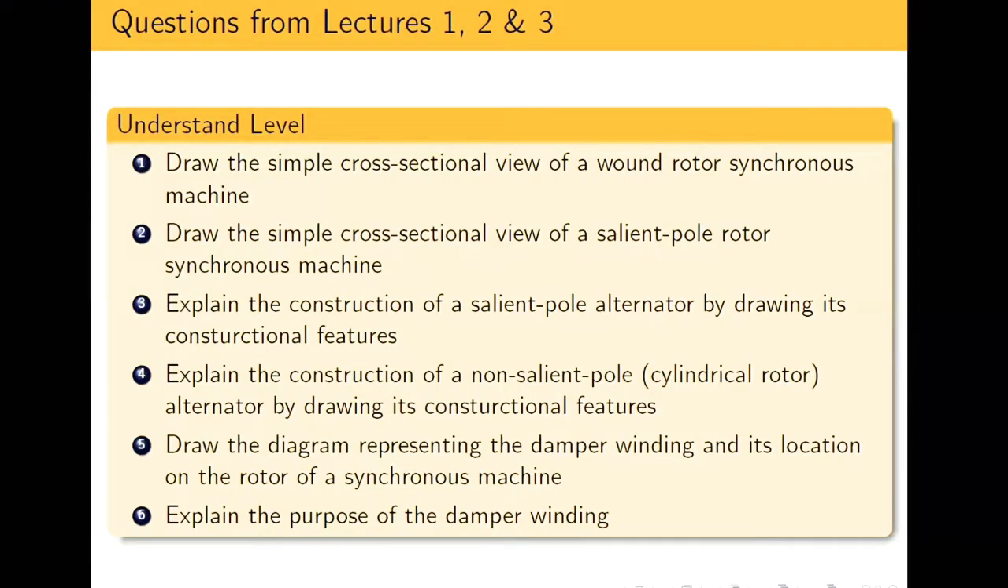So explain the construction of salient pole alternator by drawing its constructional features, and explain the construction of non-salient pole alternator by drawing its constructional features. These can be around 6 marks questions. Explanation and draw, then they can go for 8-mark questions. You have to explain the construction.